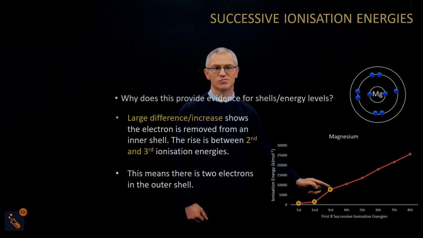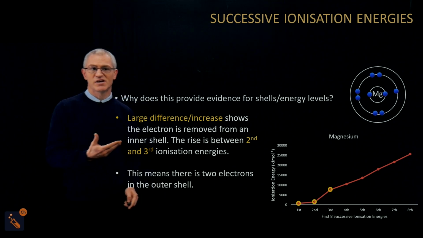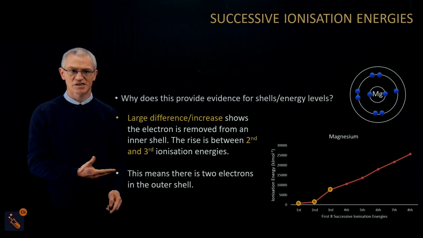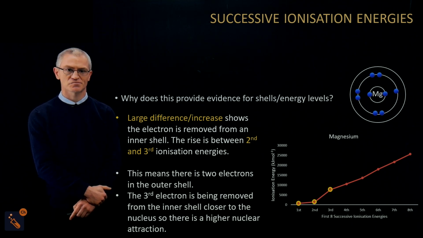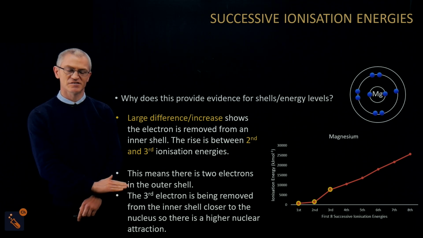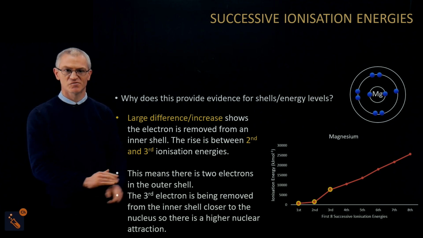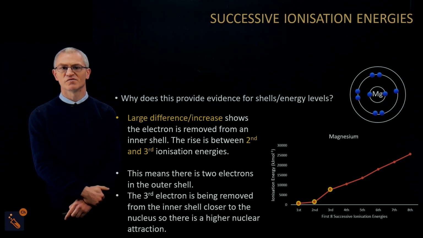Well, that must mean this is removed from the inner shell, which means I now know from this that whatever element I had is going to have 2 electrons in the outer shell. This leads on to my next question. In my next question, we're going to discuss how you can identify the element through it. So it's really important that you recognise there are 2 electrons in the outer shell, and that means that the third is pulled from the inner shell and taken from the inner shell.